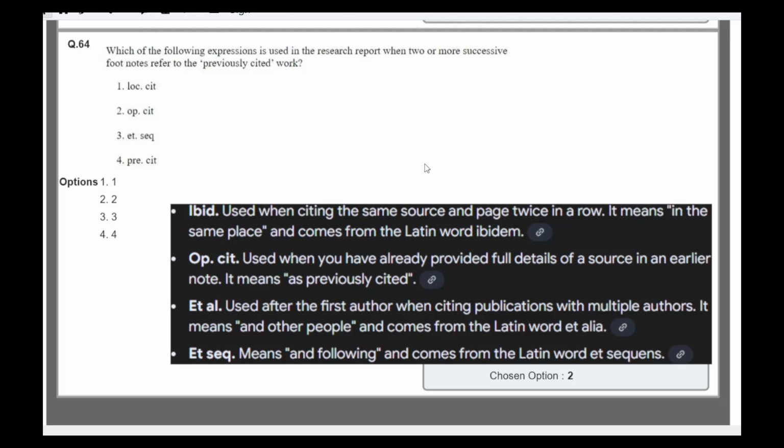Ibid is used when you mention the same page twice in a row, the same thing. And Op. cit. is used for previously cited work. Et al. is used when there are multiple authors. And et seq. means 'and following'. So these are some full forms and meanings of these abbreviations. There are 10 to 12 abbreviations. You can Google all of them. These are all important for your exam.